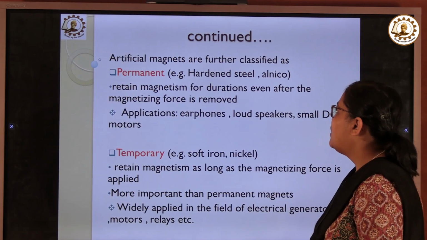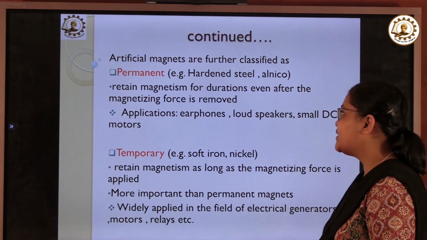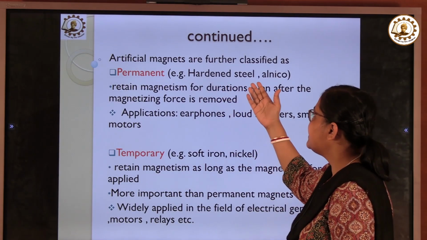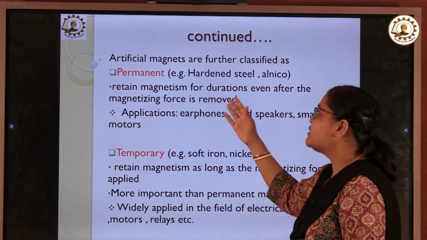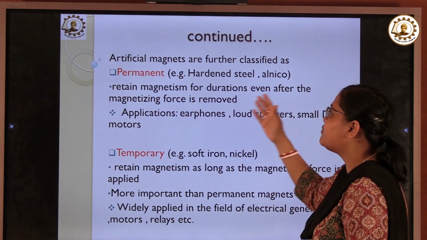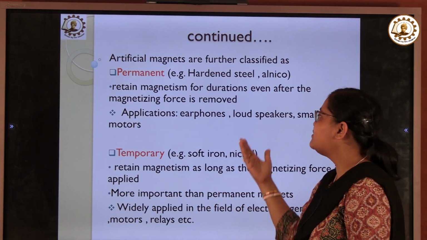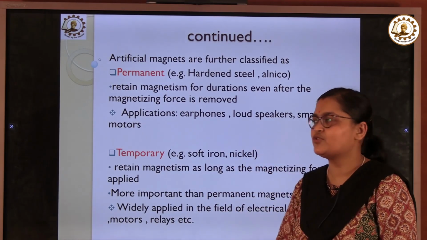Now, what are actually the applications? So permanent magnets, for example hardened steel or alnico, retain their magnetism for long durations even after the magnetizing force is removed, and their applications are found in earphones, loudspeakers, small DC motors.